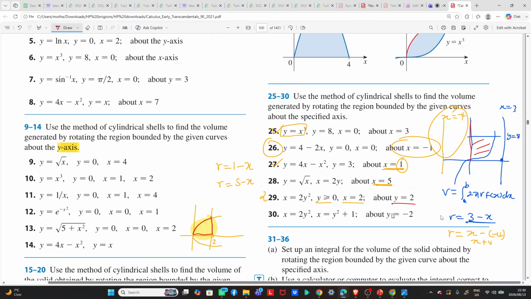And we are revolving about the horizontal line y equals 2. So if y is 2, what is going to be x? y is 2, we plug it in here, and we get that x should be 8. So we'll have 8 and 2.